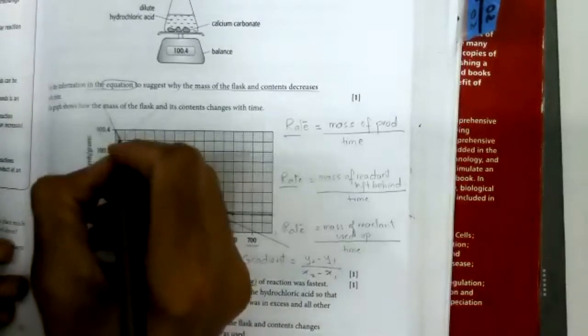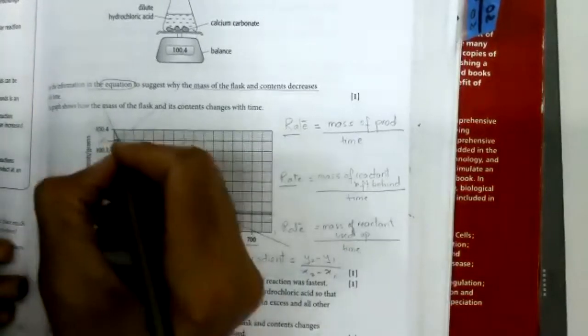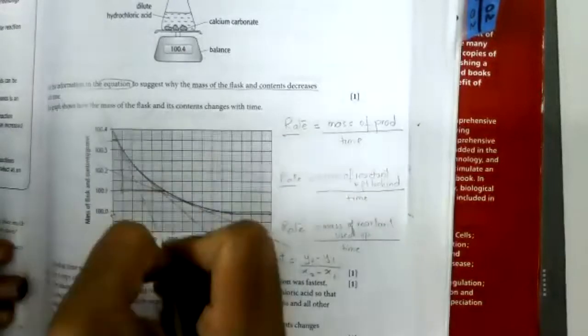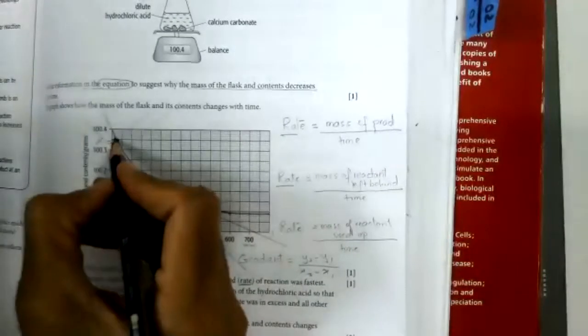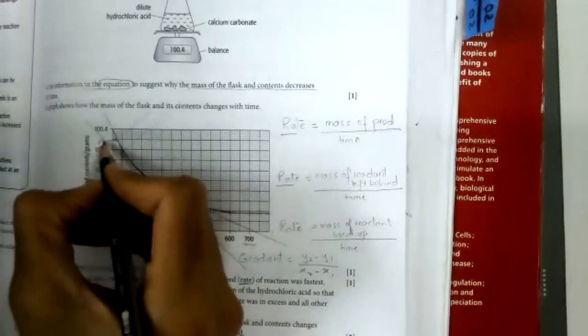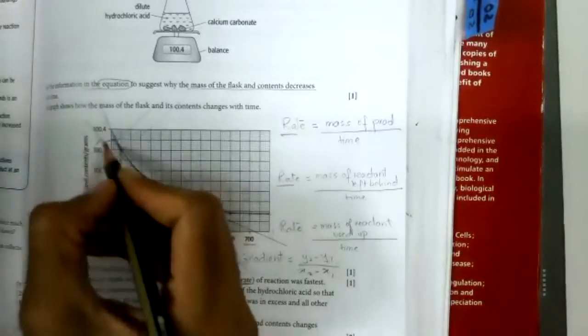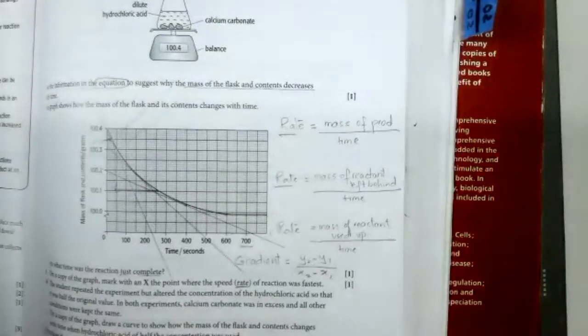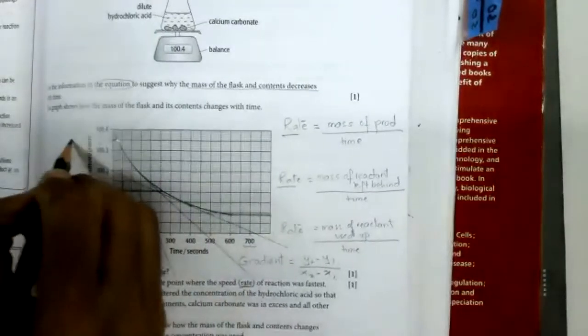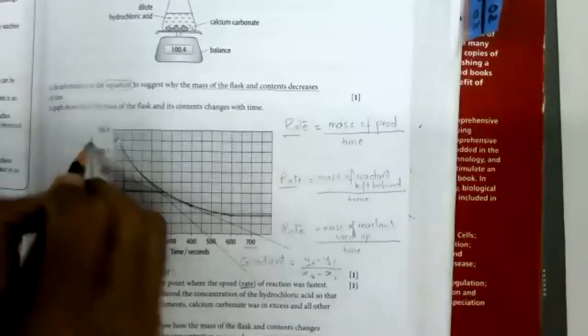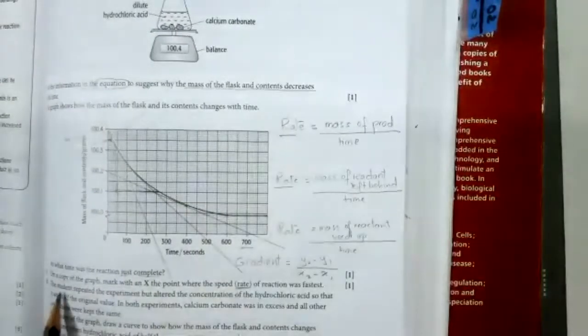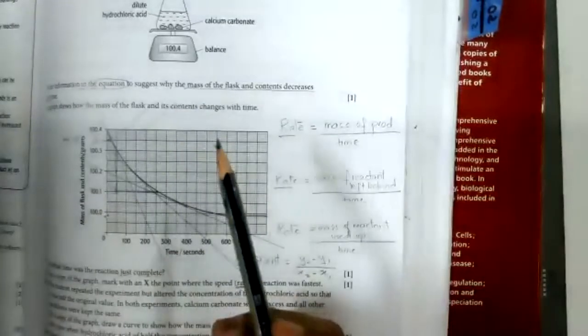So at this point, I will say, where the tangent is touching the graph. Okay, so the tangent is touching the graph here, between 100.3 and 100.4. Yeah, this would be 100.35, something like that. Okay. Any question regarding this?